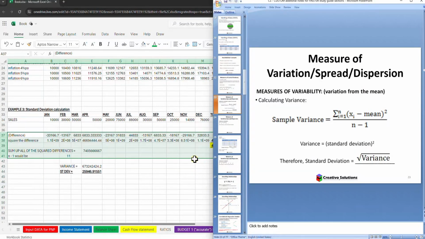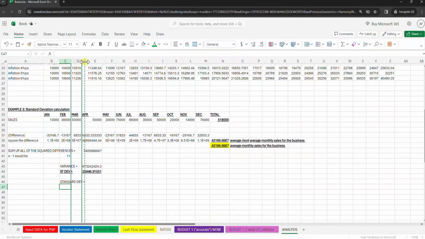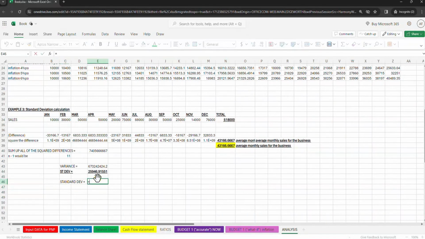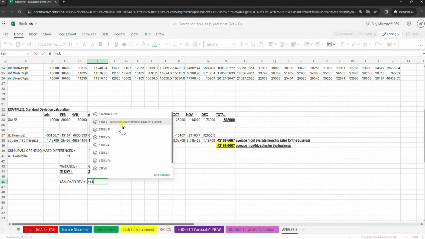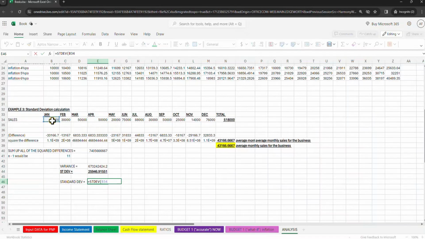Do you have to do it that way? Not at all. There is a standard deviation function in Excel that you can make use of that can do that working in one step. All you do is STDEV.S, estimate standard deviation based on a sample. Click that one. We want to analyze this data. Enter, and it's exactly the same answer.